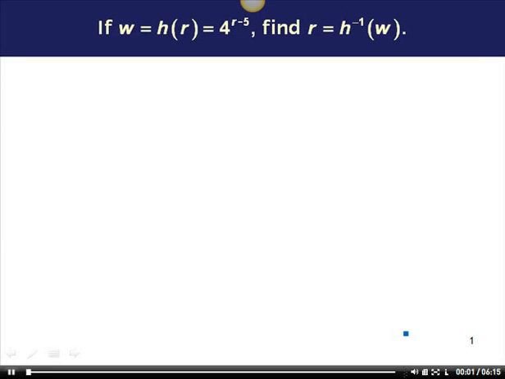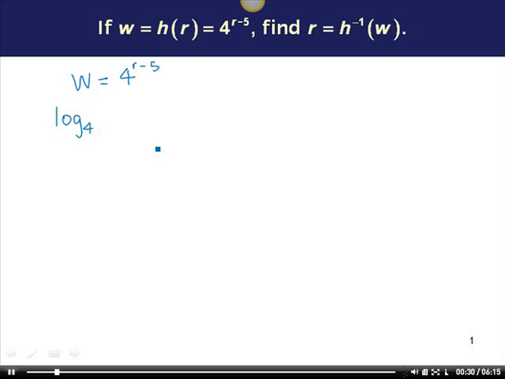If w equals h of r equals 4 raised to the power r minus 5, find r equals h inverse of w. I'm going to start with my exponential equation, w equals 4 to the r minus 5. I need to solve this for r. I can do so by switching from exponential form to logarithmic form. The base of my exponential is 4, so the base of my logarithm is going to be 4.